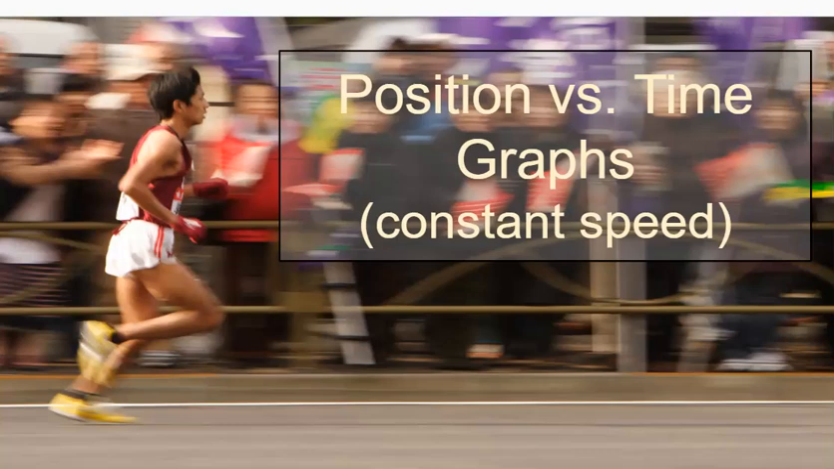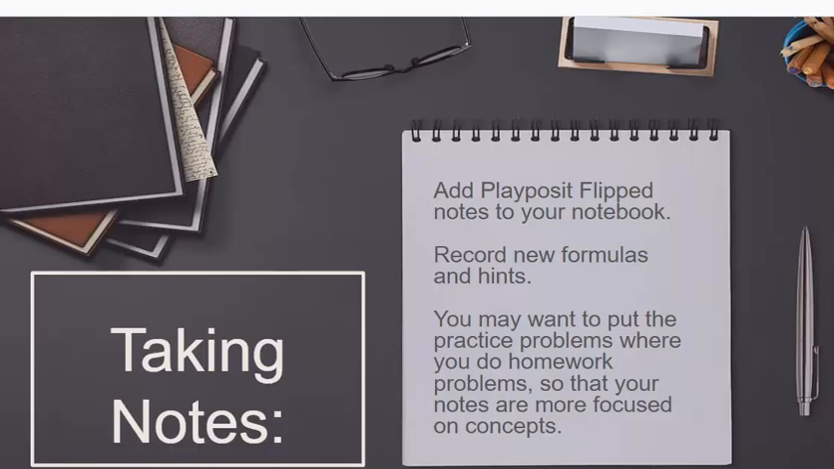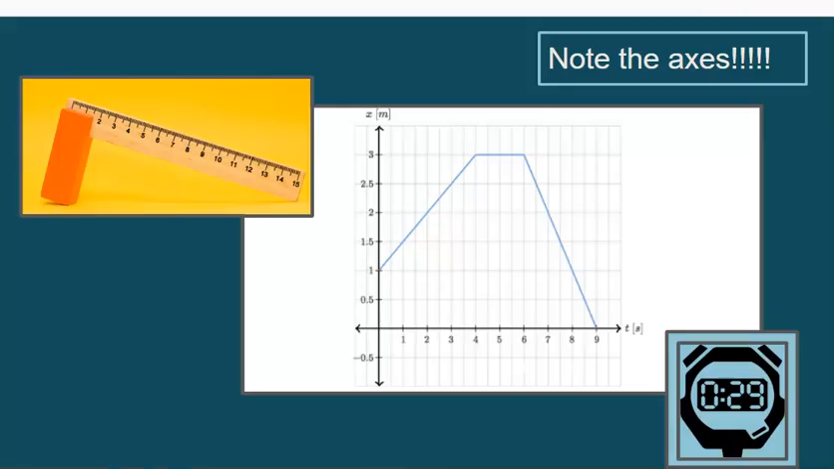All right, folks, we're going to talk about position versus time graphs for constant speed. So you might want to label that in your notes. When you're taking notes, record new formulas and hints, and you might want to do the practice problems. I disagree with that part. But definitely record new problems and hints, and I'll try to give you a particular heads up if something's important. Okay.